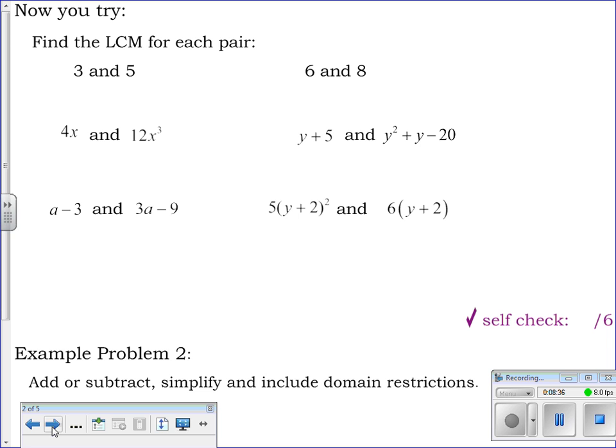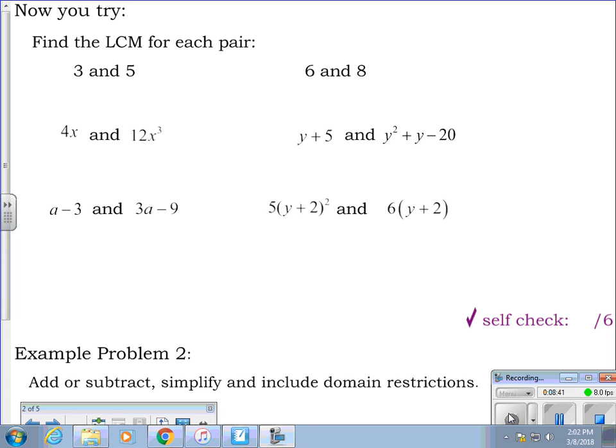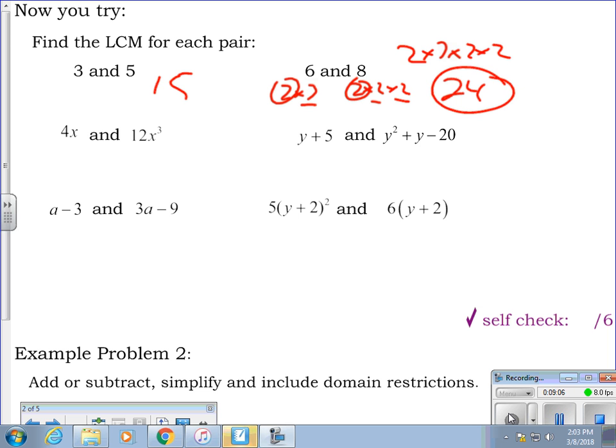Okay, your turn. Do those. Here we go. Let's do these. So once again, 3 and 5 are relatively prime. So least common multiple between 3 and 5 is 15. That's easy. 6 and 8. 6 is 2 times 3. 8 is 2 times 2 times 2. This one is shared, so I have a 2 from that. And then I have a 3 and another 2 and another 2. Times 3 times 2 times 2. Or 24.